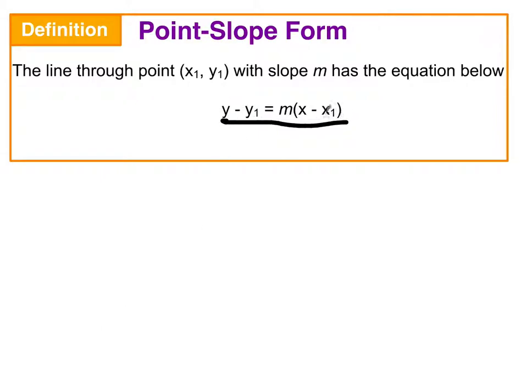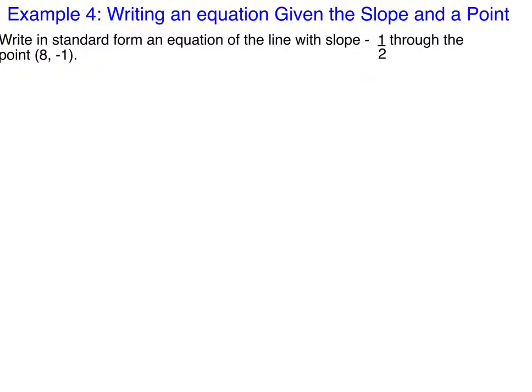This is the equation of a line that goes through this point, and here are the values for that point, and has this slope, m. So if you know a slope and a point, then this is the easiest way to write a line. Let's do an example. Write in standard form an equation with the slope through the point (8, -1).